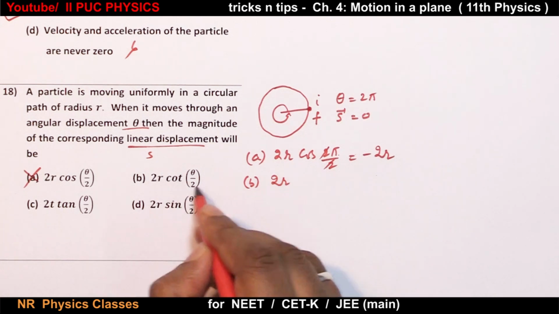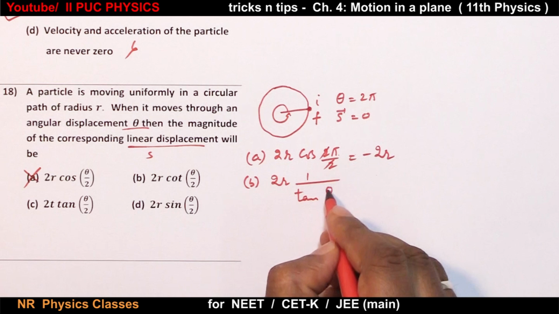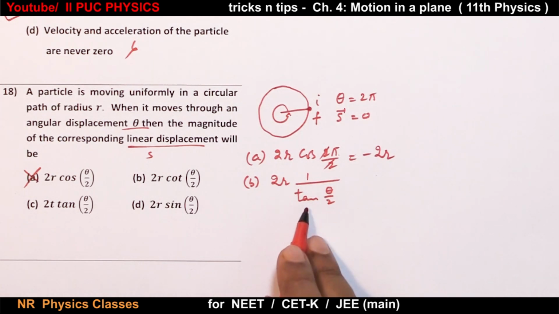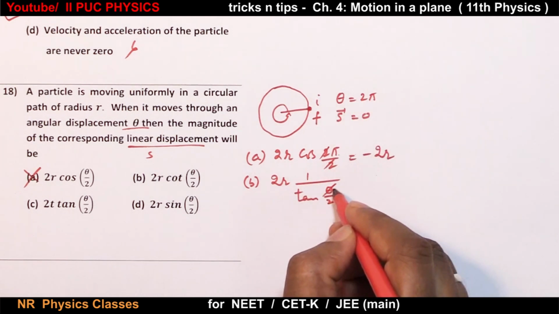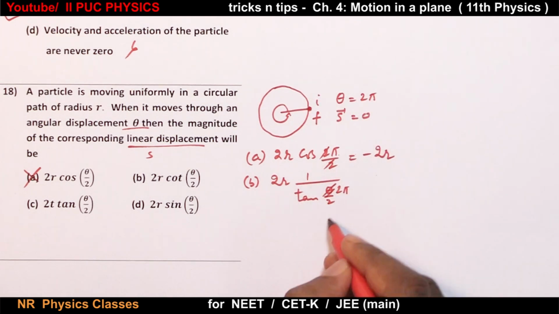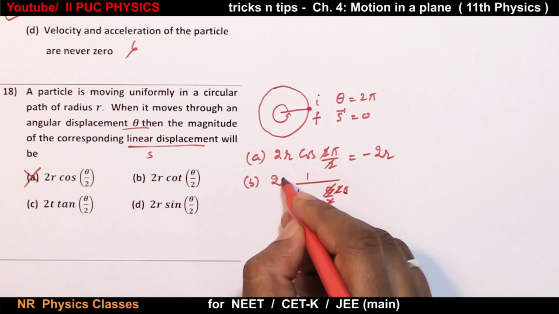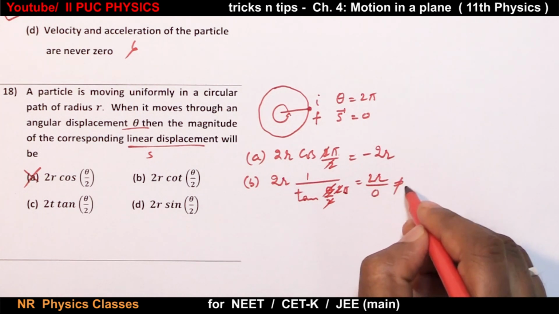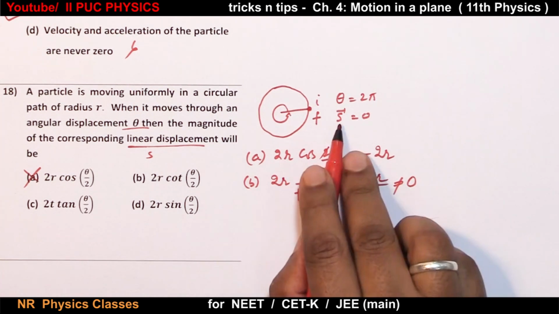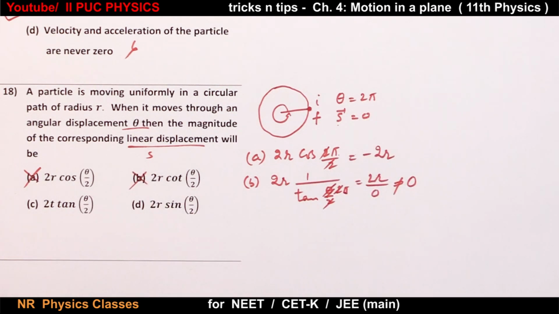Second option. 2r cot theta by 2, cot is 1 by tan, because we are comfortable with the tan function. If theta is 2 pi, the 2 cancels, tan pi is 0. Some number divided by 0. 2r by 0 is not 0. But we want displacement equal to 0. This is not the option.